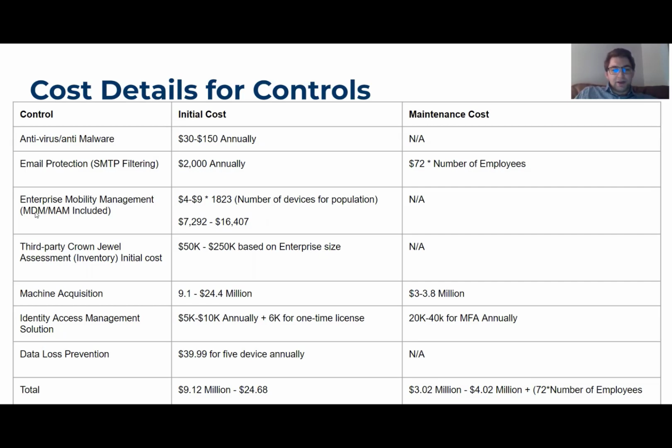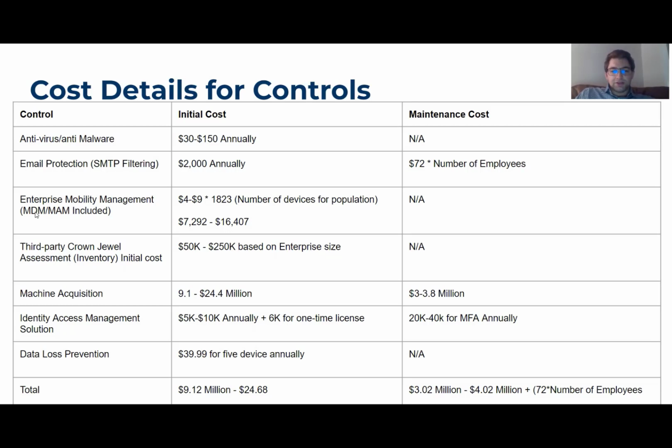Sixth will be the identification or identity access management solution. That's going to range anywhere from about $5,000 to $10,000 annually, with a $6,000 one-time licensing fee. And then the maintenance cost is going to be the MFA, because it'll be token based. Typically, there's going to be a hardware solution that will be given out to employees, and then the maintenance on the back end of the server for identification. So that's going to range anywhere from $20,000 to $40,000.